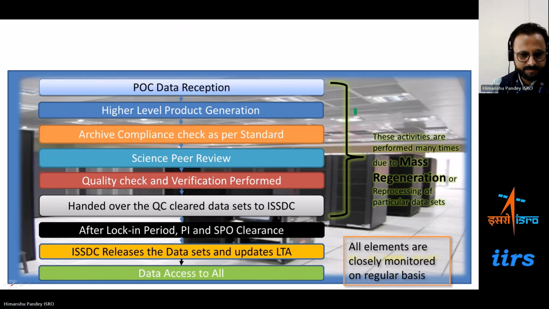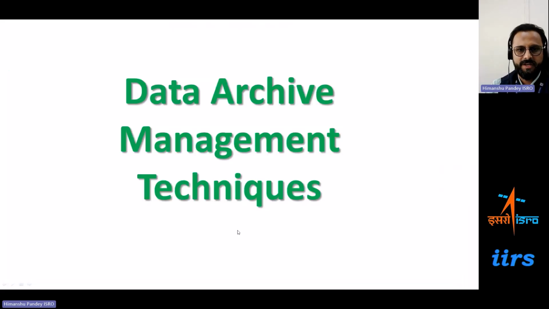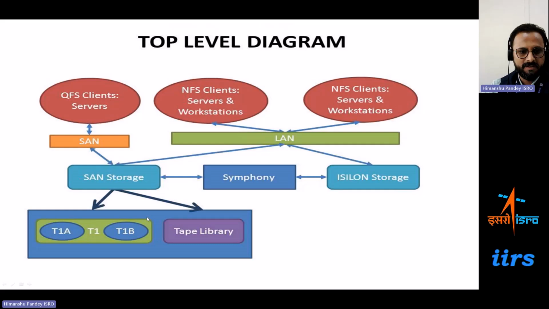It is disseminated to the users. Then IGC releases the data and updates the long-term archive, and data access to include all elements will be done. During this process, if any lacuna or anything is recommended by the scientific community during the peer-review process, the entire product will be regenerated, and only then will the accurate and complete set be followed. In addition to that, there is data archive management; these are the storage-level things which students can go through.